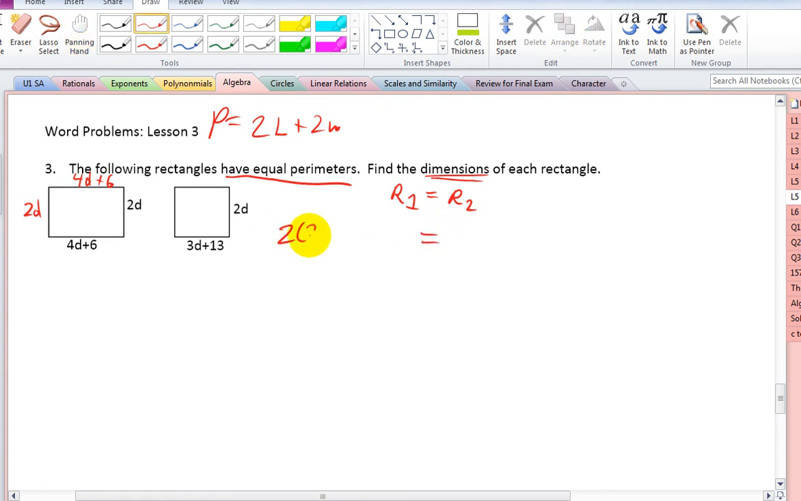We have 2 times 2D plus 2 times 4D plus 6. For the other rectangle, 2 times 2D plus 2 times 3D plus 13. Now this will be the hardest one you've seen so far for word problems. Go ahead, solve for D.